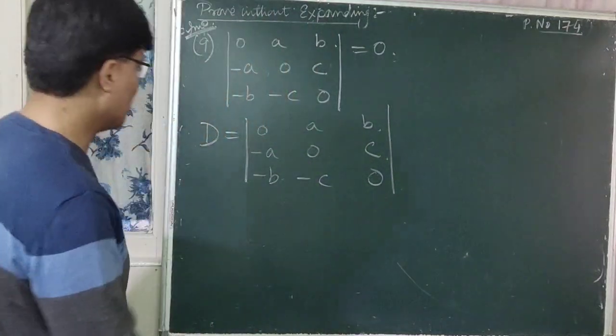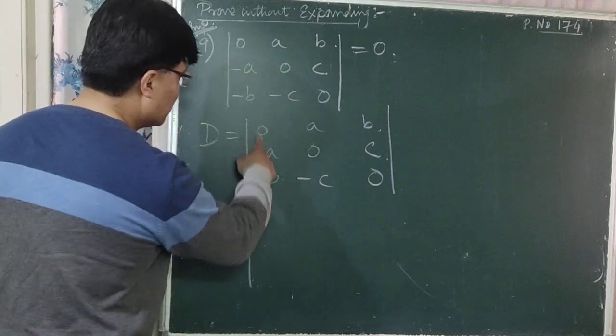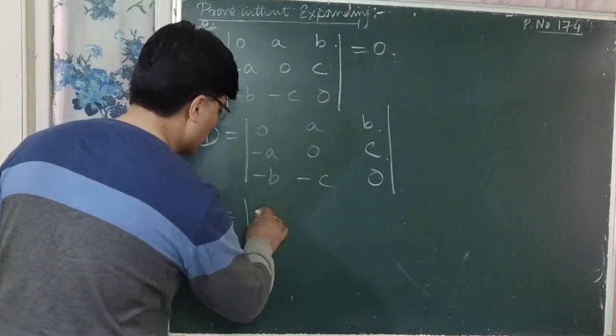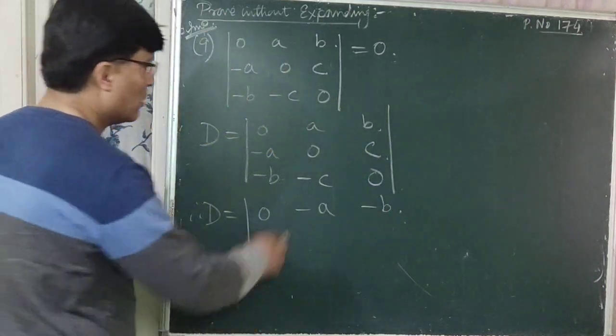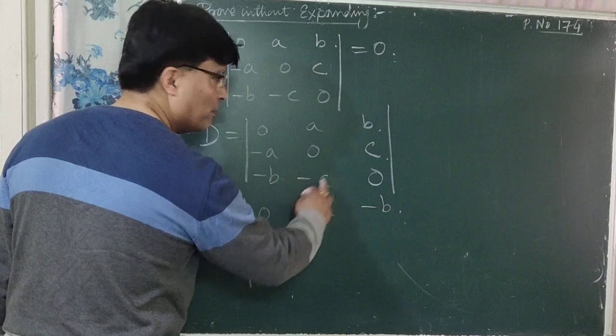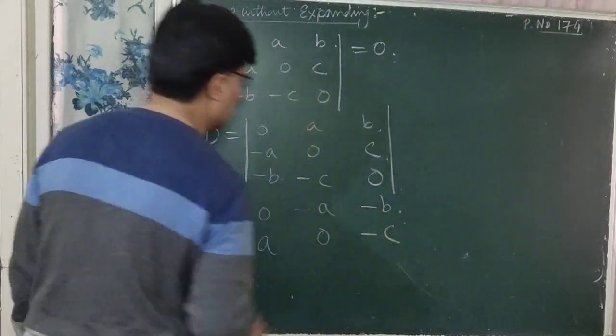Right? Let us change it. So therefore D is equal to, now this first column becomes the first row: 0, minus A, minus B. Now this second column becomes the second row: A, 0, minus C.